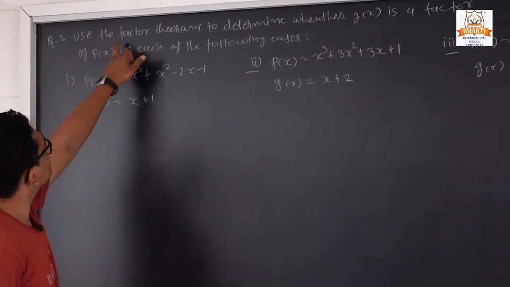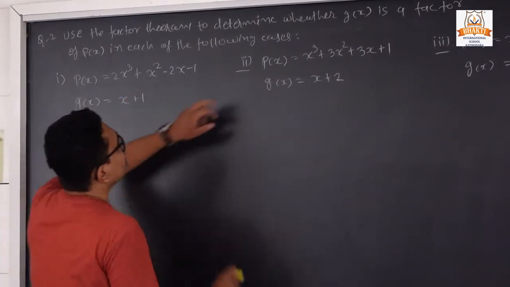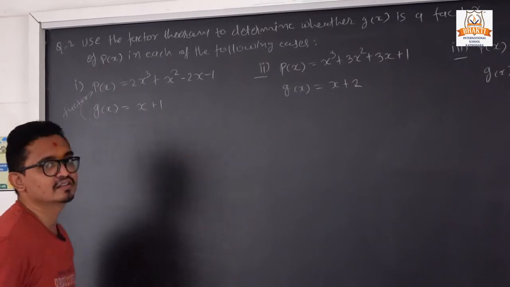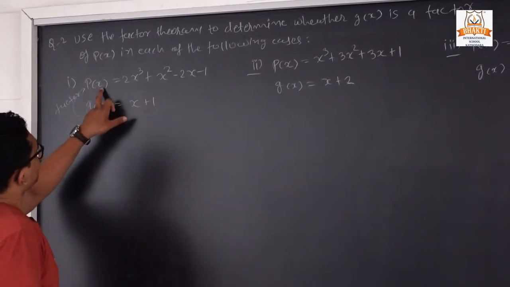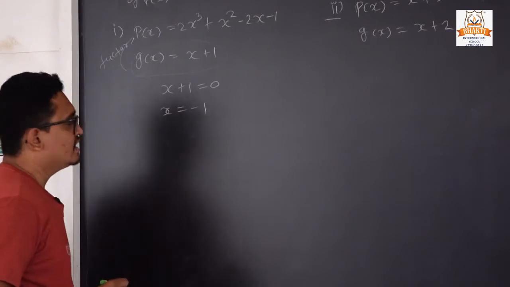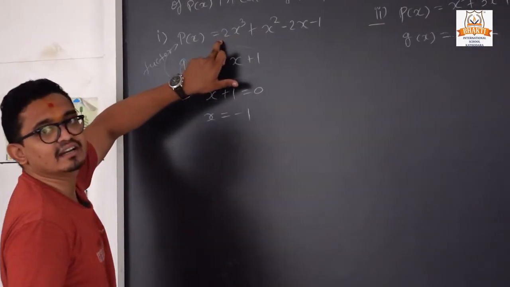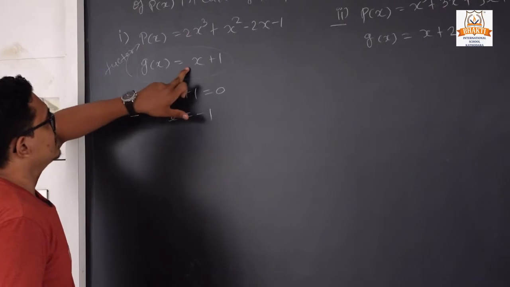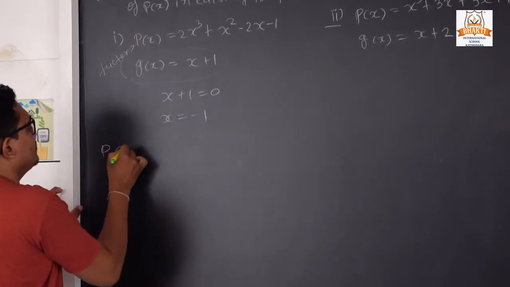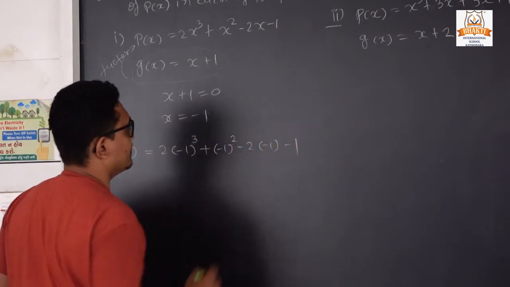Question number 2, use the factor theorem, determine whether the g of x, meaning our second part, is a factor of p of x. So if g of x is a factor of p of x, it means what? Here x plus 1 is equal to 0, so x is equal to minus 1. Now if we put minus 1 in that polynomial and the answer is 0, then that is a factor of that polynomial, and if the answer is not 0, then that is not a factor of that polynomial. For that we can check.